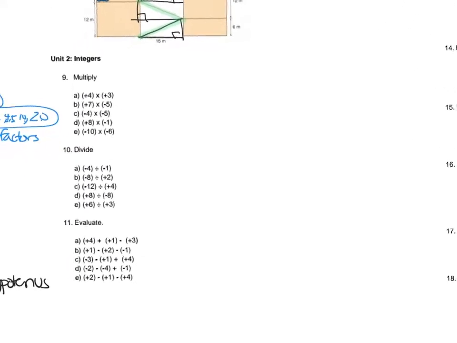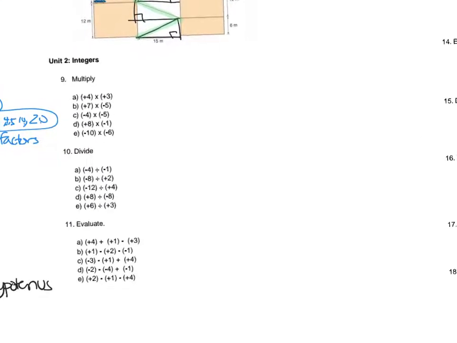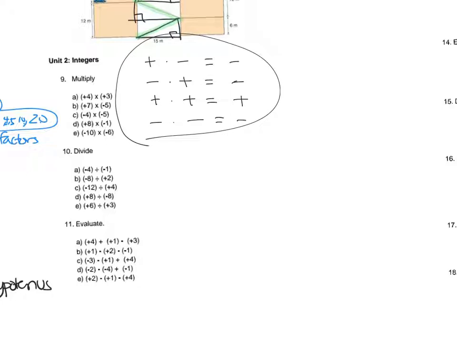And then when we move on to integers, what you're going to remember is when we're working with integers, when you have positive times a negative, you get a negative number. Negative times a positive also gives you negative. But positive times a positive will give you a positive. Negative times a negative will give you a negative. Okay, that's what you have to remember for multiplying and dividing integers.